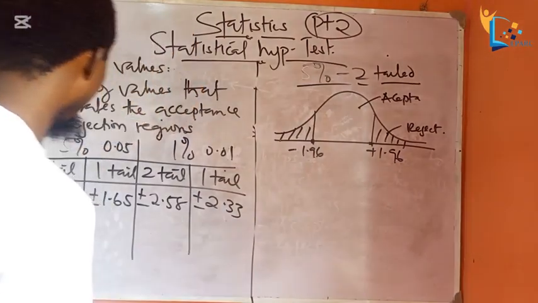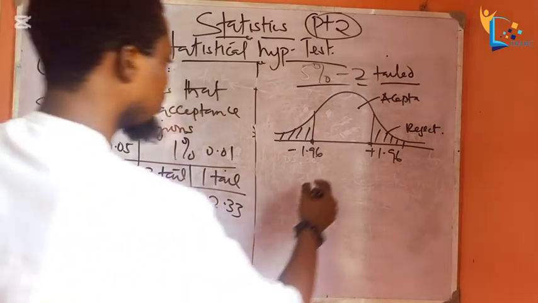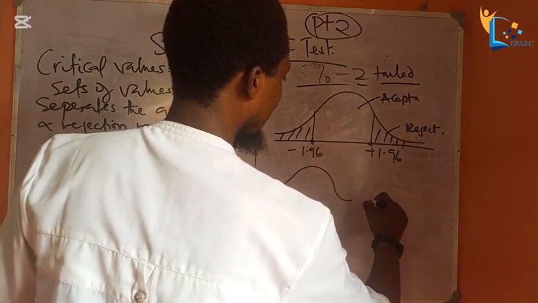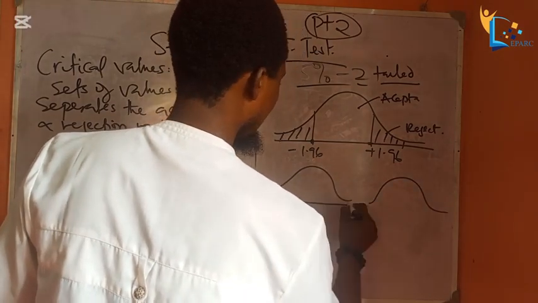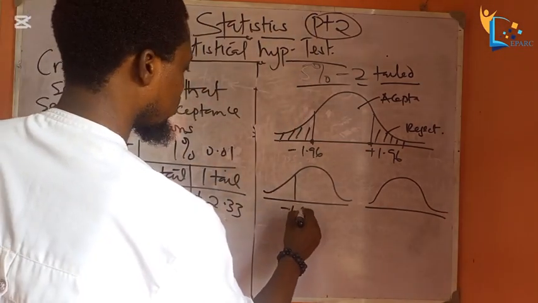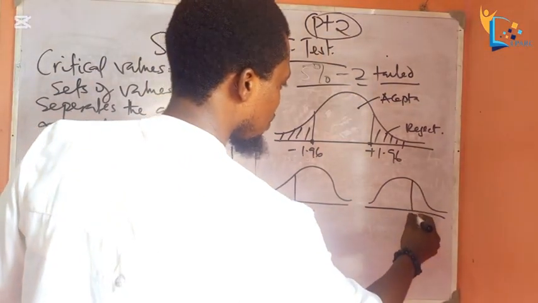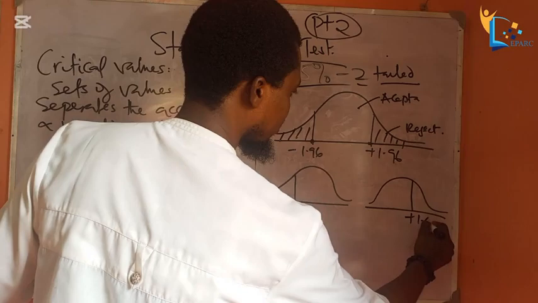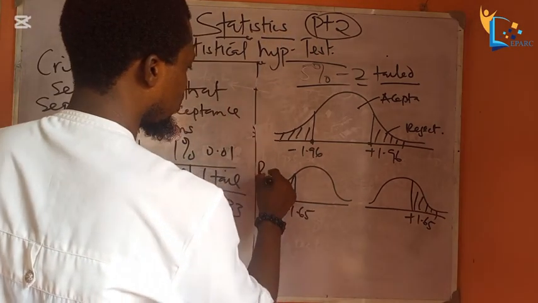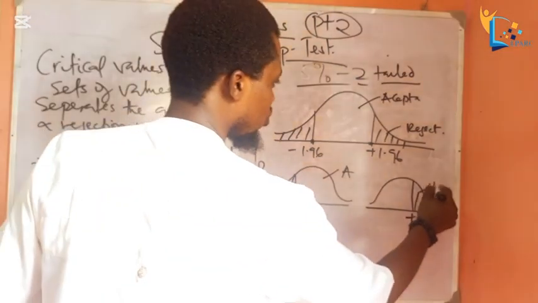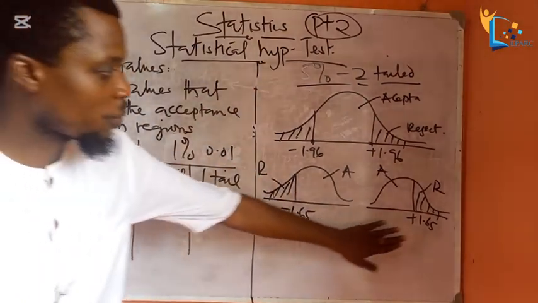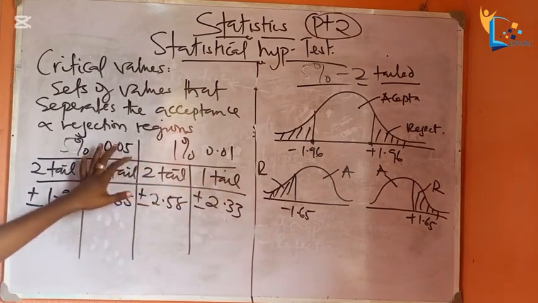Then for a 1 tail test, we'll have something like this. This is plus 1.65. This is the rejection region, and this is the acceptance region. I'm just trying to demonstrate how the critical values work.